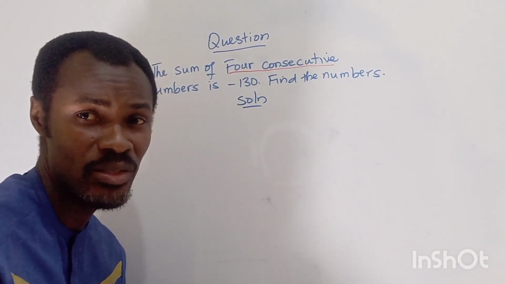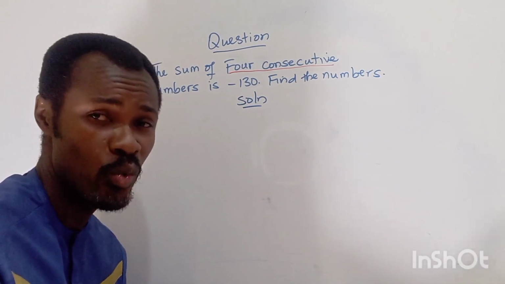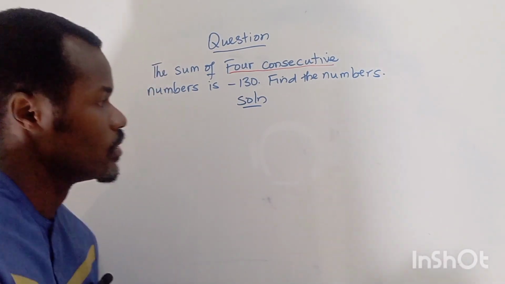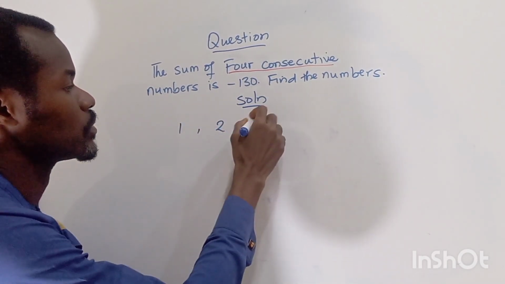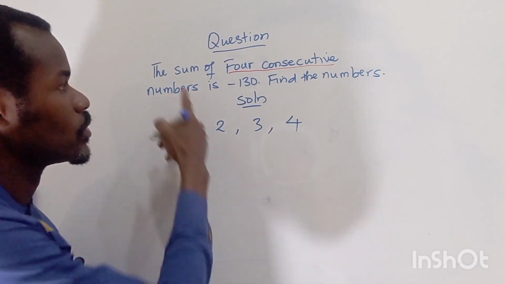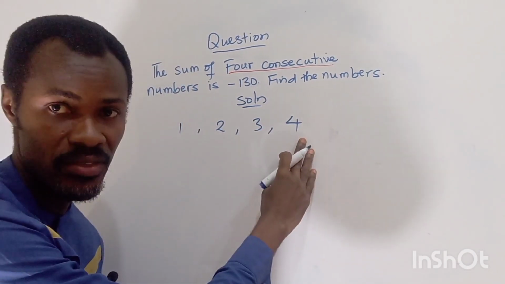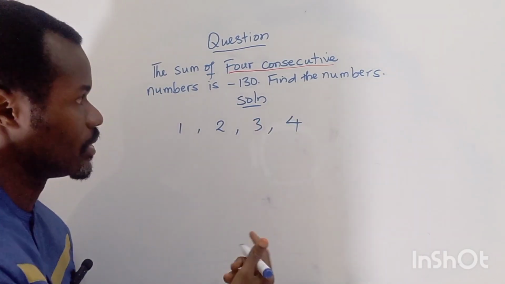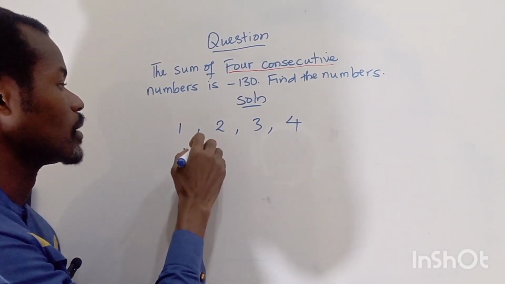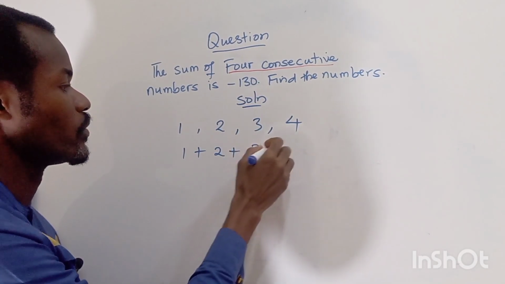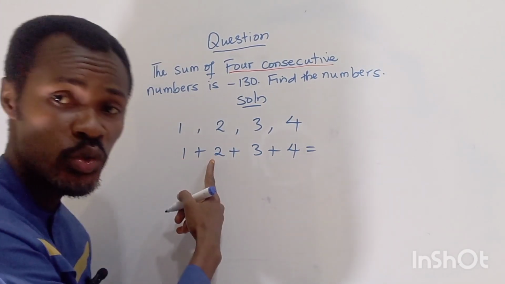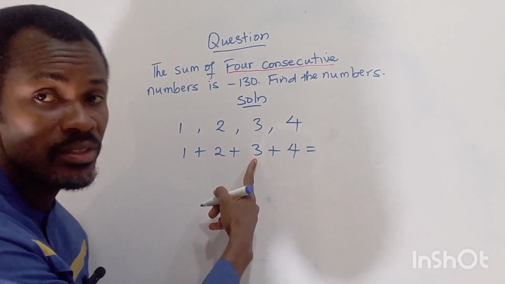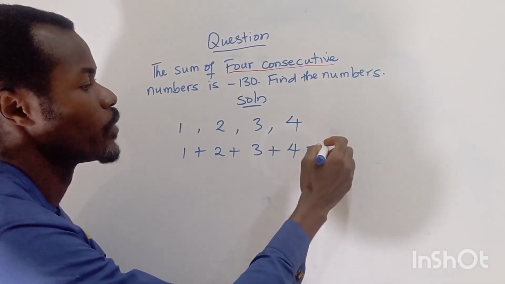If you look at some of the problems we've solved, consecutive numbers are numbers that have a pattern; they follow one another in succession. An example I'll give is 1, 2, 3, 4. These are consecutive numbers because they follow one another. Their sum is 1 plus 2 plus 3 plus 4. 1 plus 2 is 3, plus 3 is 6, and plus 4 we have 10.